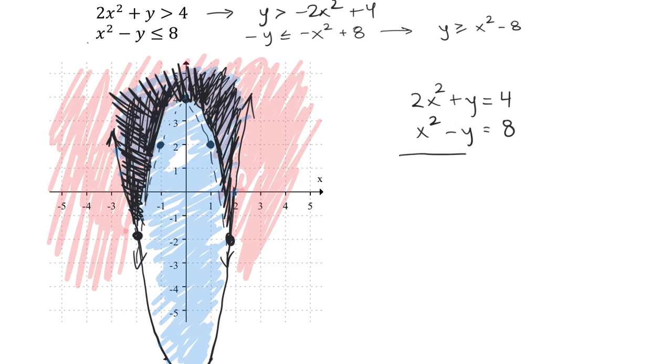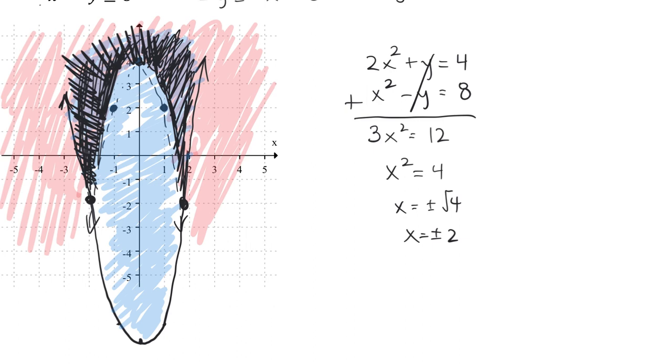So we can solve this one using the elimination method because y and negative y eliminate. These are like terms, so we can combine those into 3x squared. Divide by 3 and take the square root of 4, which means x is equal to plus or minus 2. So we need to find the y value for when x equals 2 and the y value for when x equals negative 2.